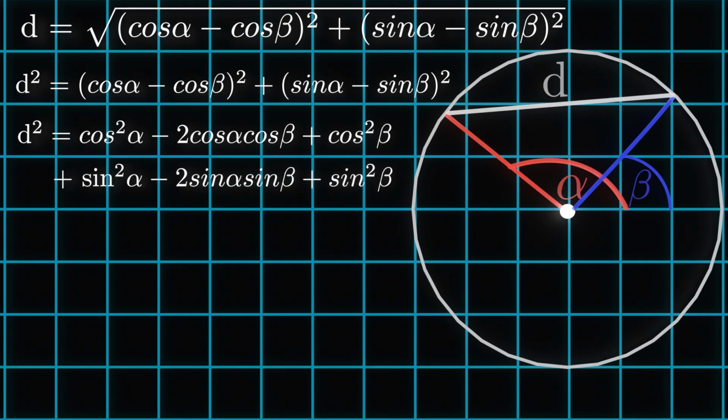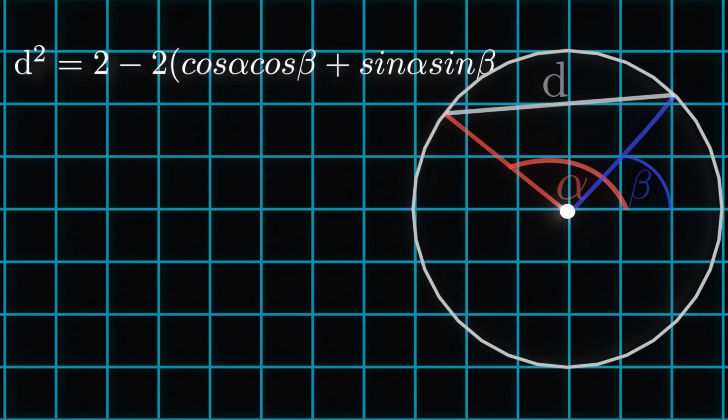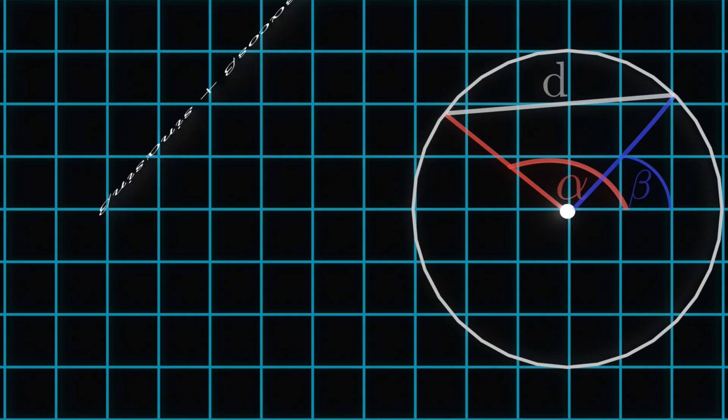And as we defined earlier, sine squared alpha plus cosine squared alpha is equal to 1, so these two will cancel out and give us 1 because they're both the angle alpha, and these two will cancel out and give us 1 because they're both the angle beta. And we're left with 2 minus 2 times cosine alpha cosine beta plus sine alpha sine beta. So that is the distance squared between these 2 points. Let's put that in our back pocket and move on with the proof.